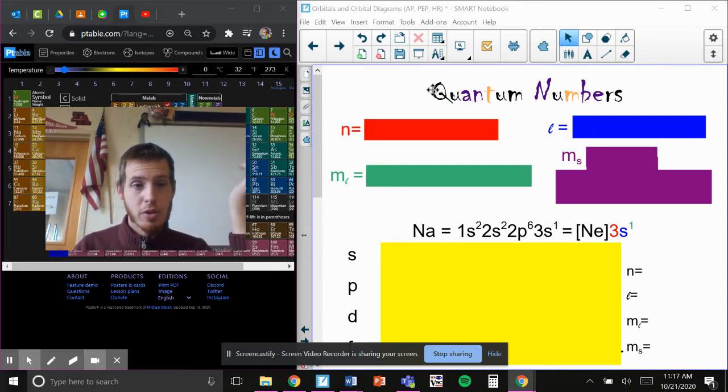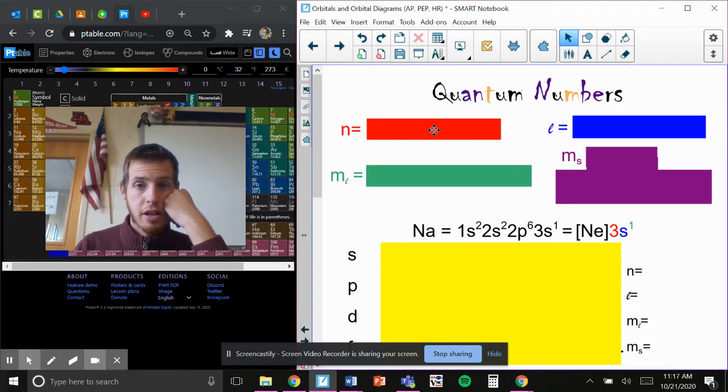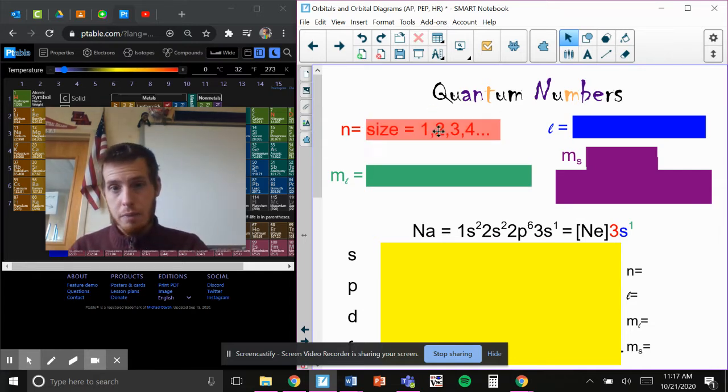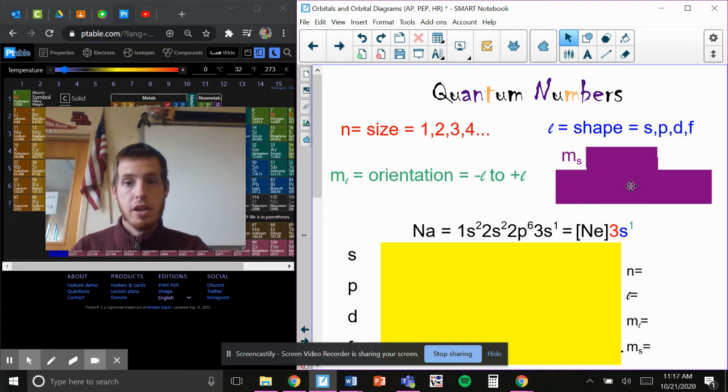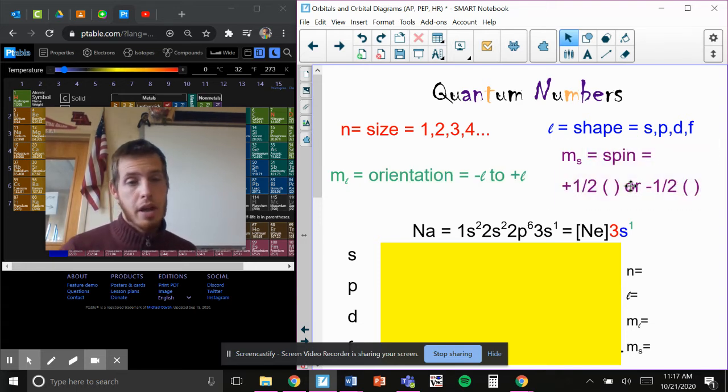So I know a lot of people were struggling with quantum numbers, so I did want to go over it really quick. Essentially, there are four principal quantum numbers: n, l, m sub l, and m sub s. And these stand for size, shape, orientation, and spin, and describe the electrons, specifically the valence electron, which is that last electron we care about.